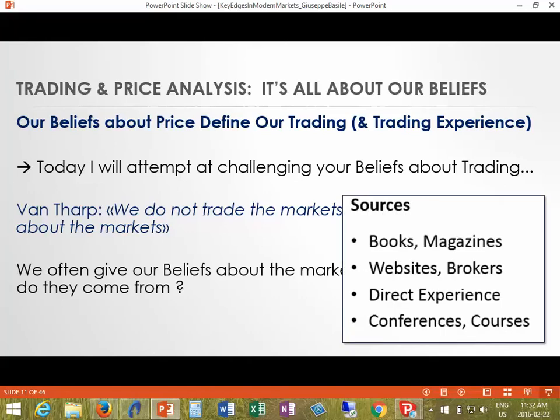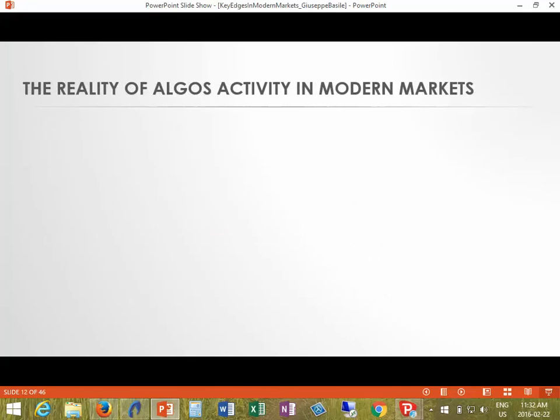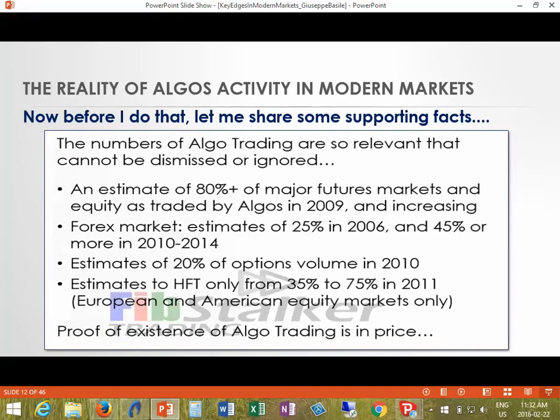Well, they come from a number of sources: books, magazines, websites, brokers, direct experience, conferences, courses, right? That's the way we build our beliefs about how the market behaves, and how we should be trading the markets. Now, modern markets are totally different from what you imagine. Here are some supporting facts, and actually this is stale data. It's old data, but it's still very valid to show the picture.